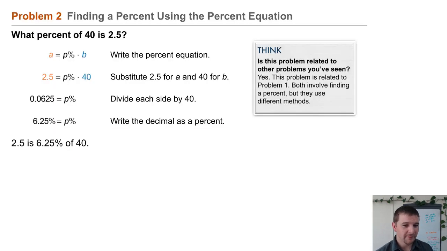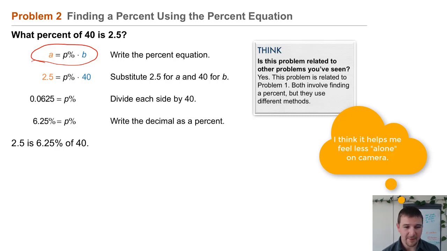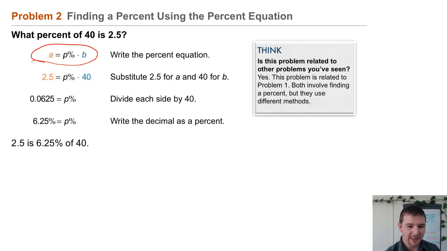Problem 2, finding a percent using the percent equation. So we're asked what percent of 40 is 2.5. So instead of a proportion, which personally I'll admit, I prefer going straight to the proportion. I find we use proportions a lot to solve in various fields of math, various topics. But the percent equation is great as well. So this is good for me. Practice using the percent equation rather than the percent proportion.